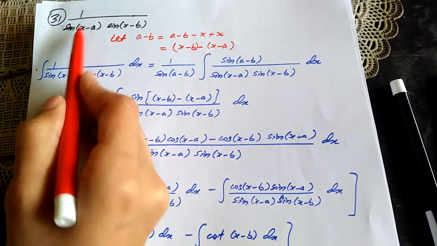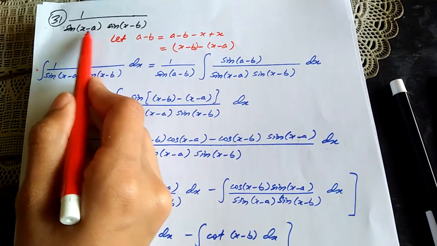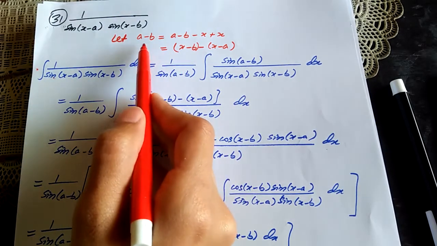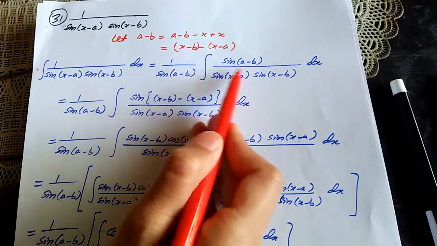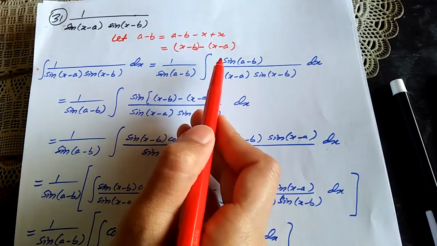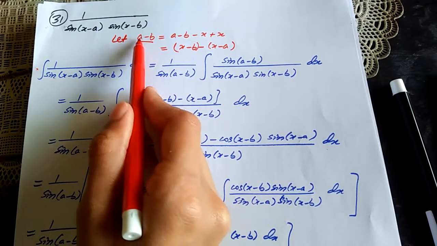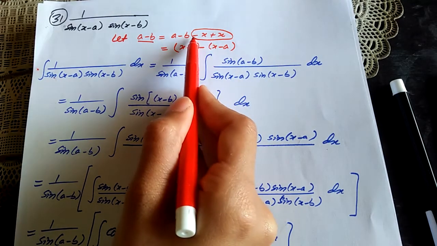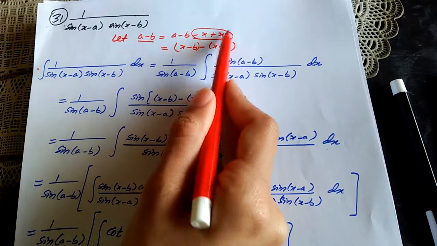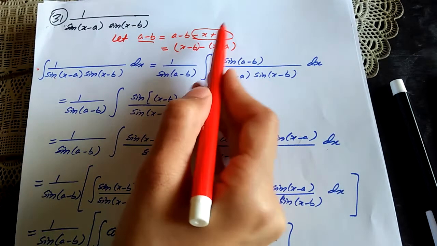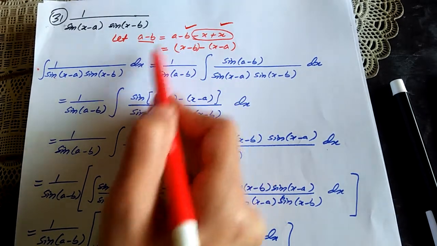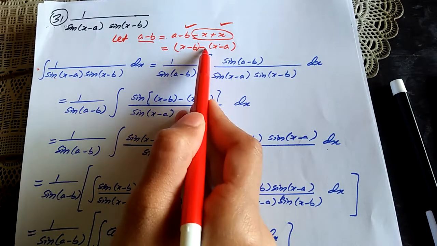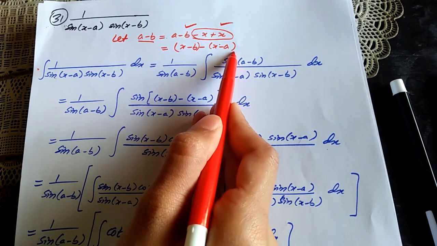Question number 31. We have to integrate 1 over sine of x minus a, sine of x minus b. Now remember one thing, we are just expanding this function to get some more functions so that we can easily simplify it. We know that if we have a minus b, if I write a minus b with minus x plus x, then this is the same thing because minus x and x will be cancelled. Now I will combine this x with this b as x minus b and keep the rest with the minus sign as common like this.